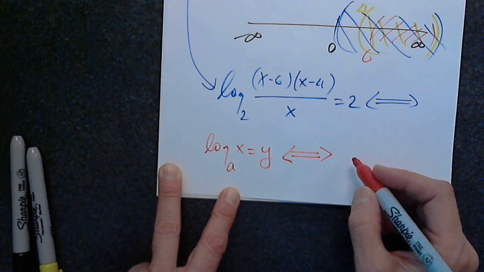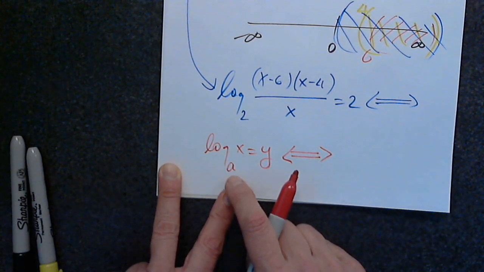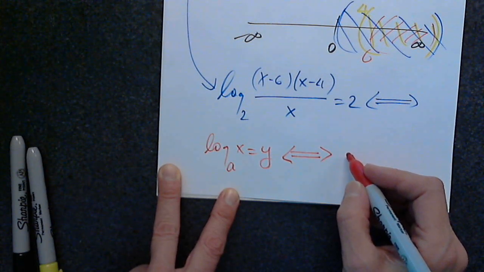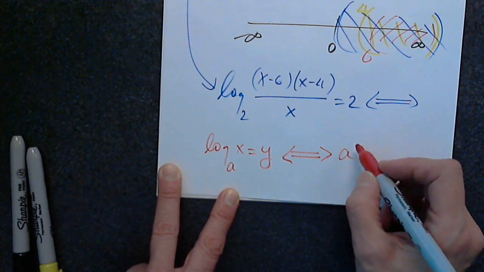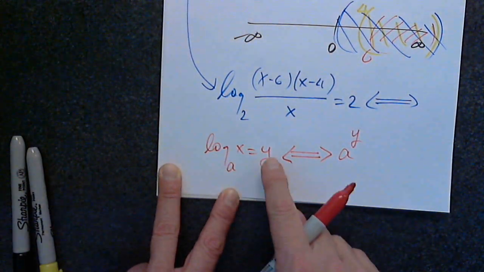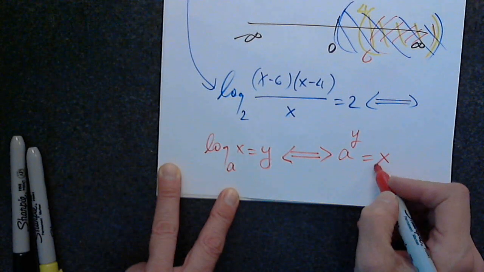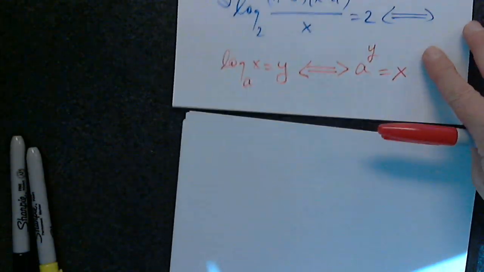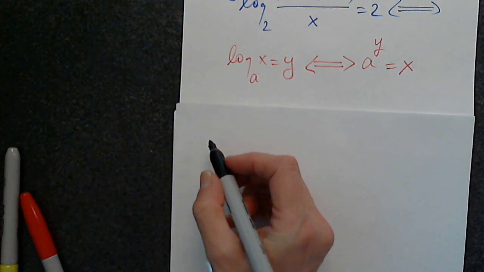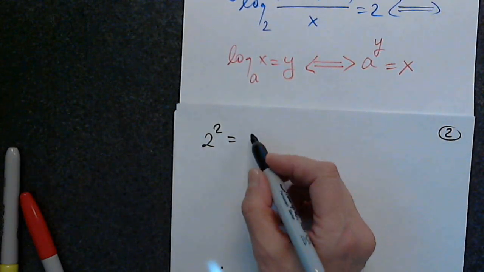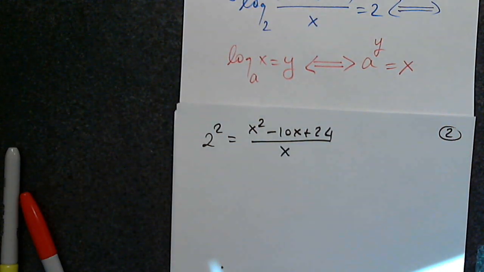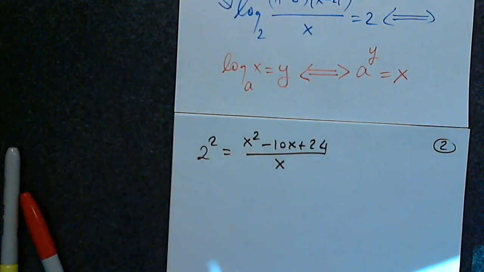where do I start? I have to start with the base, and I have to go counterclockwise. So then, yes, raised to y, not multiplied, nothing. a raised to this power equals x. So then how do I continue? Yes, indeed. 2 squared. Yes, exactly. And now I can distribute x squared minus 10x plus 24 over x, indeed. Very good. Any questions?